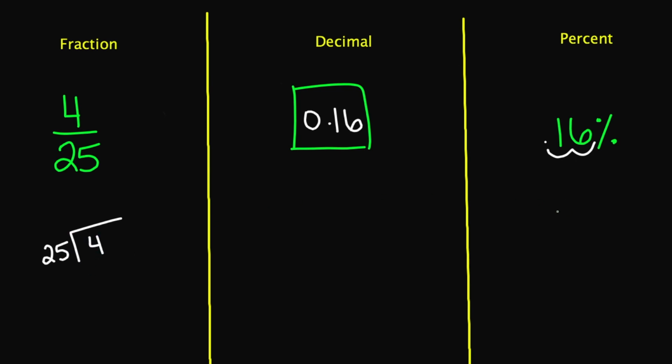Or you can do 16% over the 100. And if you simplify your answer, because the number 4 goes into both, so 16 divided by 4 is 4. And then 100 divided by 4 is 25. So it still takes you back to your fraction that we have here.